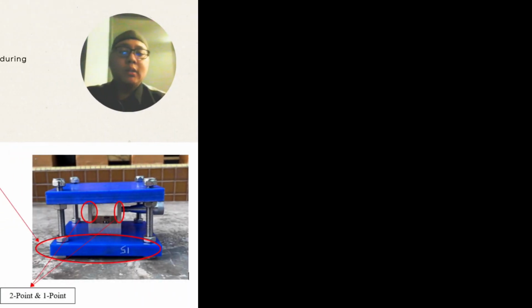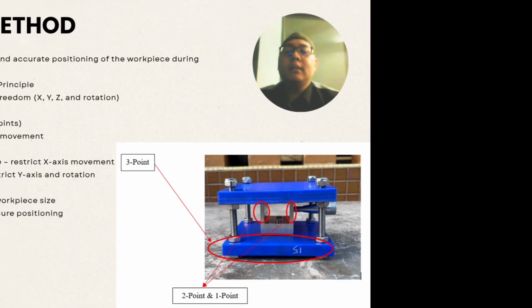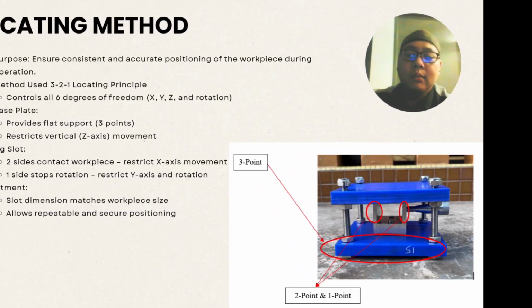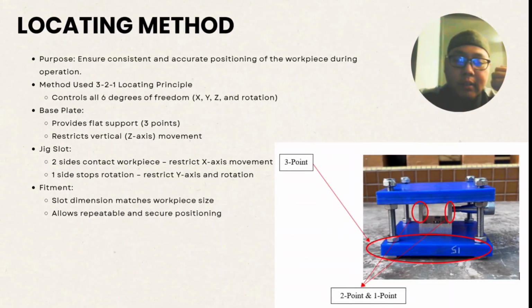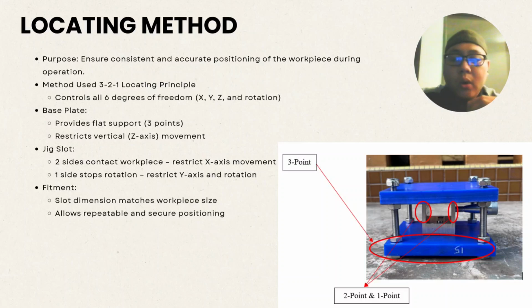So I will be continuing to the locating method. Okay, so in this fixture, the locating method is based on the 3-2-1 principle, which helps to position the workpiece accurately and consistently. First, the base plate provides support from below. It holds the part flat and prevents any movement in the vertical direction.